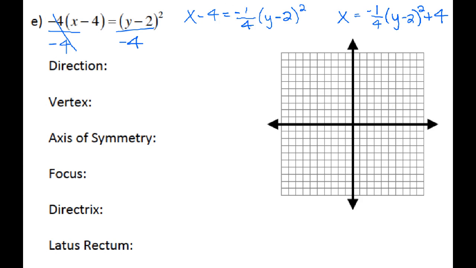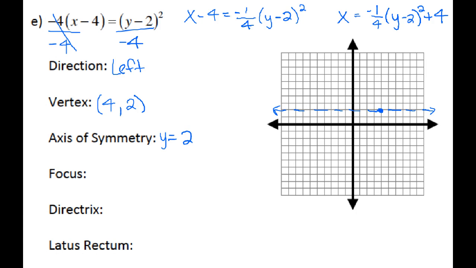All right. X equals is going to be sideways. Your A is negative, so this is going to be opening to the left. My vertex, my X is on the outside, so I'm taking the number on the outside. Y is on the inside, so we want to do the opposite. Axis of symmetry is going to be y equals 2. I can go ahead and plot my vertex. Draw my axis of symmetry, which in this case is horizontal because your parabola is horizontal.